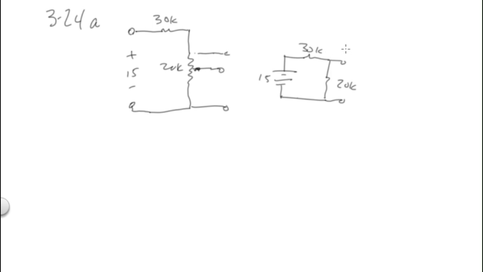So what would be the voltage out of this circuit? What's the formula? Well, remember, it's the voltage across the output. It's 20 times 20 plus 30, the whole thing times 15. Okay, so it's 20 divided by 50 times 15, or 6 volts.